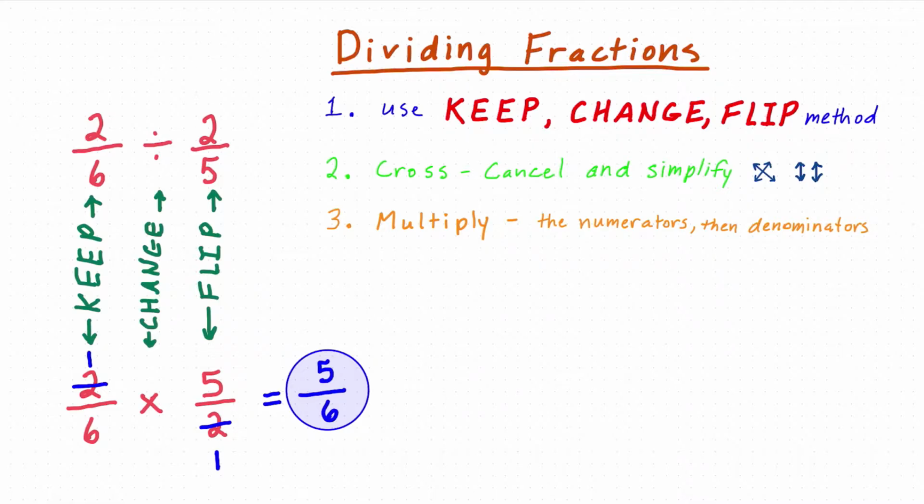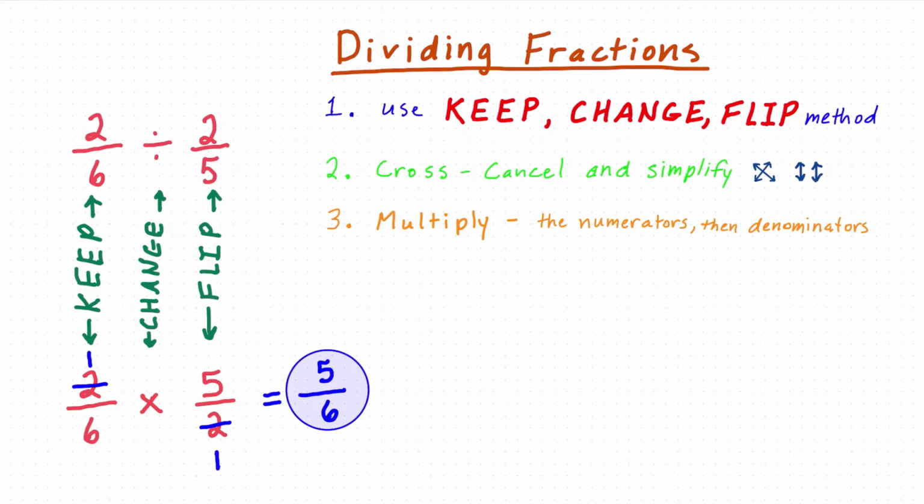Okay, after that, it's just like multiplying. So we're going to cross cancel and simplify. We're going to look at them diagonally, we're going to look at them up and down and simplify anything that we can. And then we're going to multiply. We're going to multiply our numerators across the top and our denominators across the bottom to get our answer.